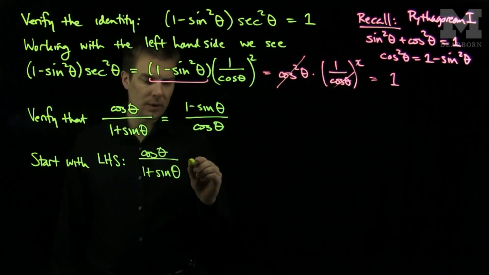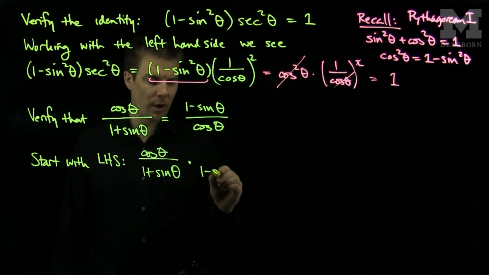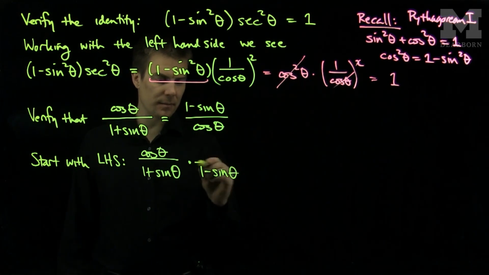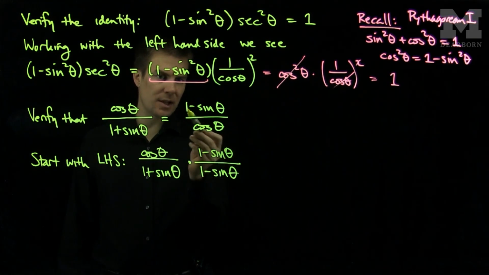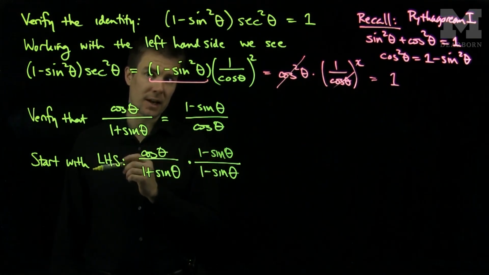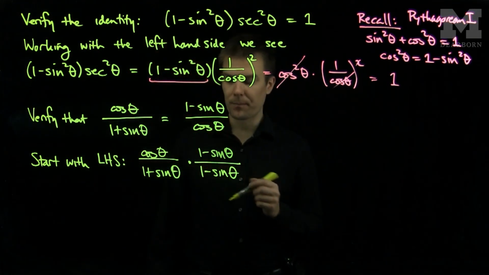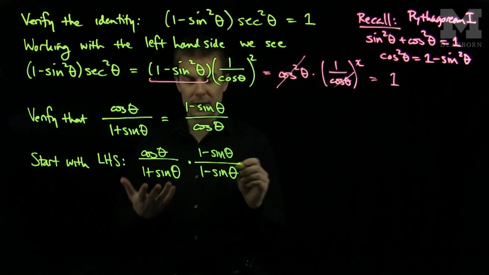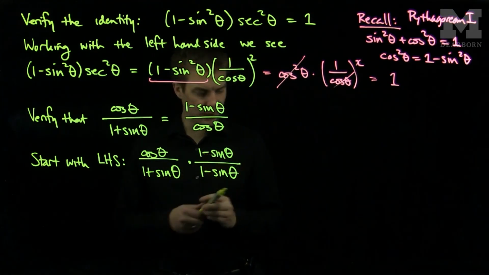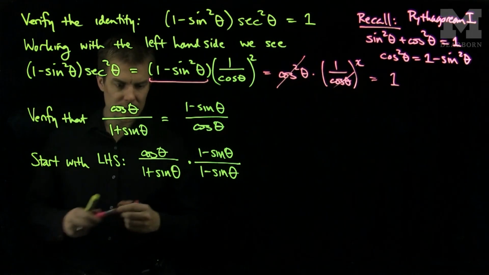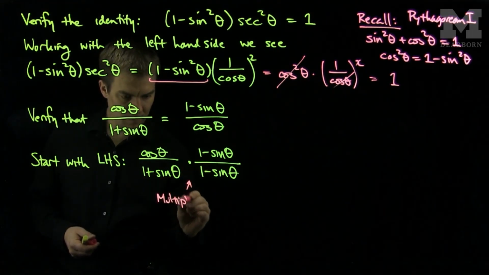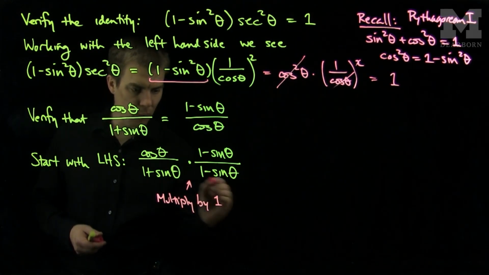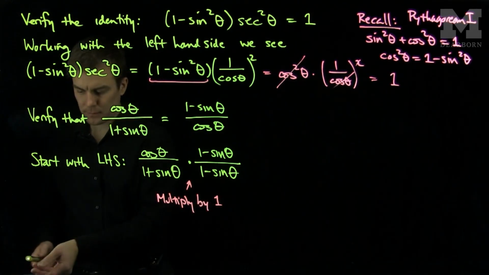And then what I will do is I'll multiply the top and the bottom by 1 minus the sine of theta. The reason I can think of this is because I see a 1 minus sine theta on the top of the other side of the equation. I want to try to get that into the problem. So if we do this, that doesn't change anything because I've just multiplied by 1. And multiplying by 1 does not change the left-hand side.